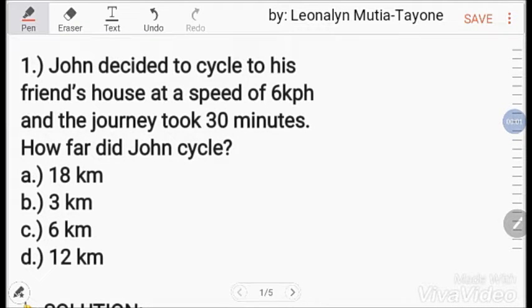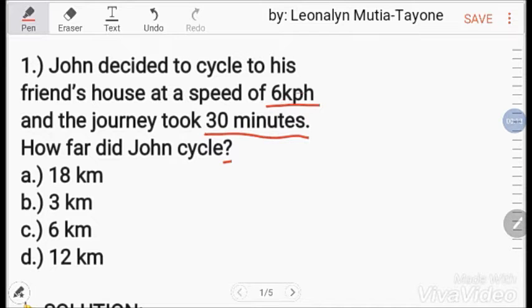Let's do number 1. John decided to cycle to his friend's house at a speed of 6 km per hour. And the journey took 30 minutes. How far did John cycle? Di ba may mga formula ito kung paano hanapin yung rate, distance, at saka yung time. Una, understand the given. 6 km per hour, tapos 30 minutes lang.